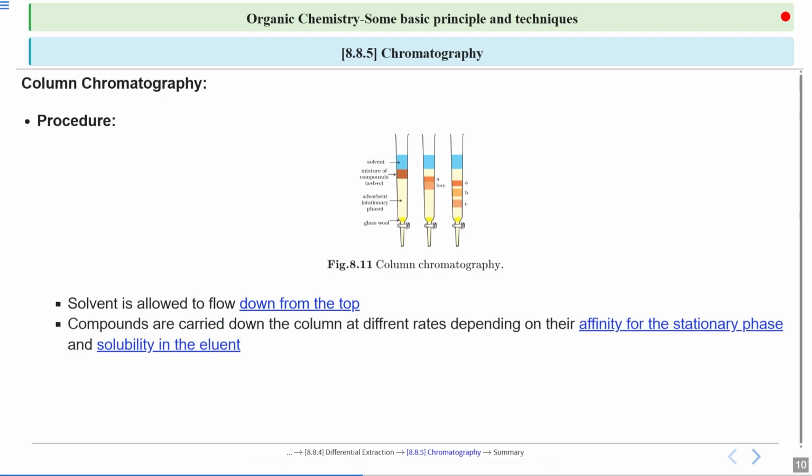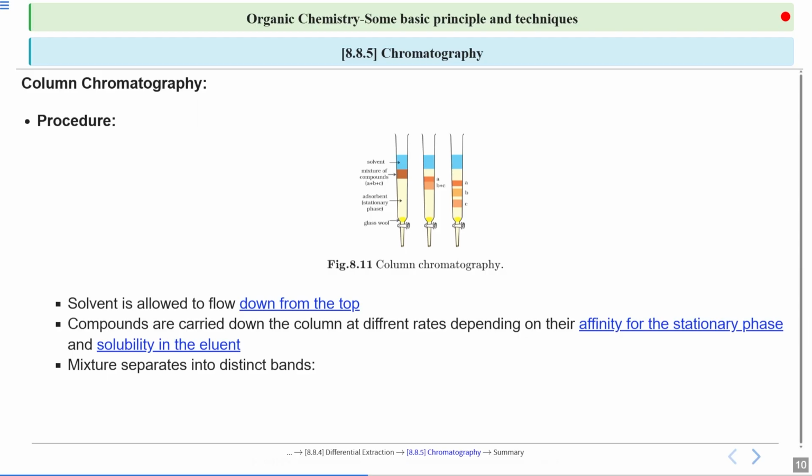Now this solvent that you are seeing will carry the compounds down the column at different rates, depending on their affinity for the stationary phase and solubility in the eluent. Basically, two factors are there. The first is the solubility in the eluent, meaning how much the solvent you are using is able to dissolve this whole mixture. The second is the affinity to the stationary phase, meaning how much your A, B and C are individually attracted to your stationary phase. On the basis of that, you will separate the given compounds.